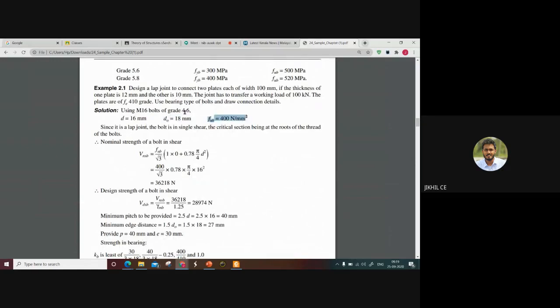I told you 4.6. Then since it is a lap joint, the bolt is in single shear. You know a lap joint is a joint between two plates, so the bolt will be in single shear, as we are connecting only two plates. If you are connecting plates 1, 2, and 3, there will be 2 planes of shear, double shear. I hope it's clear for you.